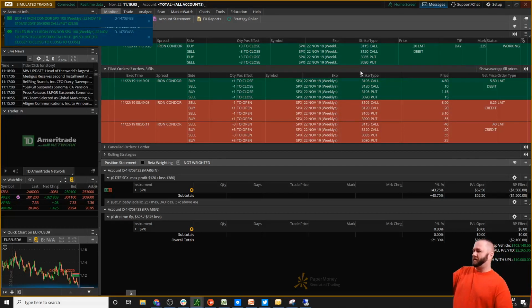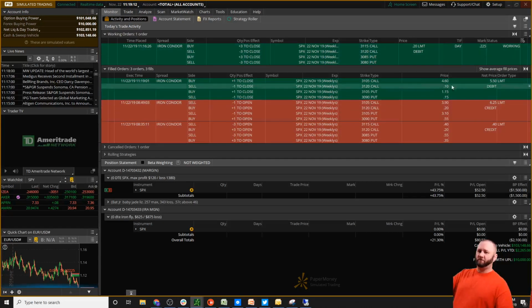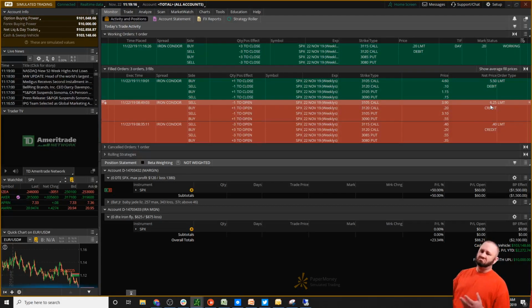All right, and it looks like I am out of the Iron Fly. I think it was sitting at about 15%. We got out of the Iron Fly at 5.50. We got in for 6.25. So on this trade we made 75 bucks. Not a lot. Could definitely have made a lot more, but I just needed to get out of the trade, okay? And then we're still waiting for the regular Iron Condor to fill.